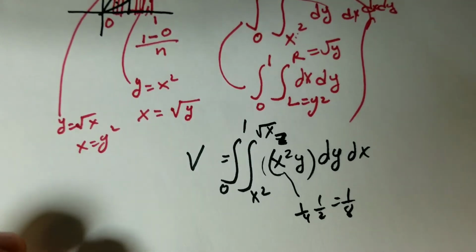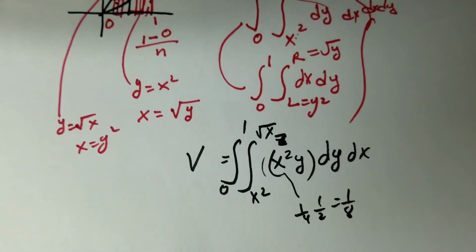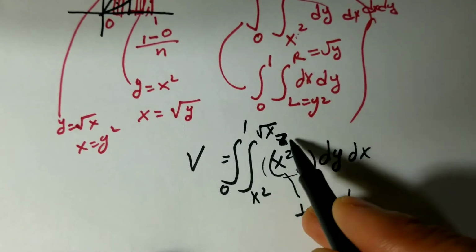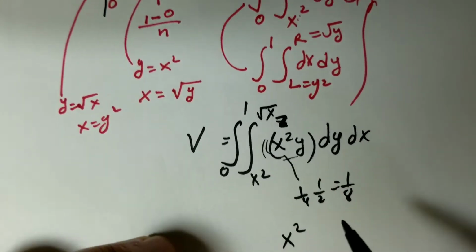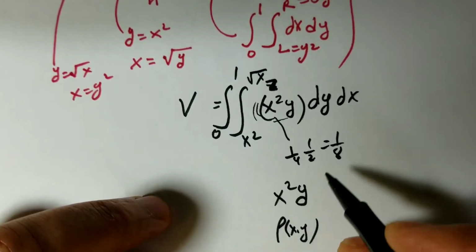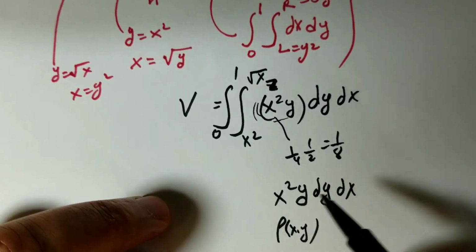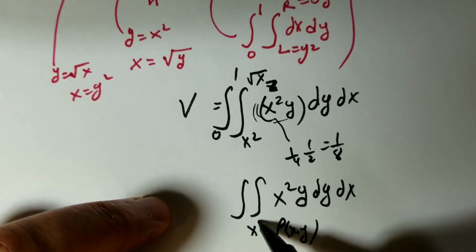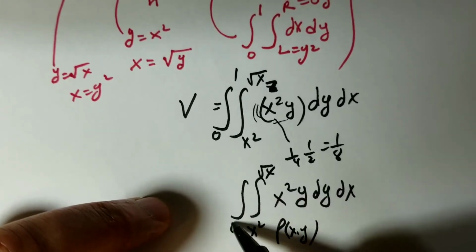Then somebody said, but what happens if this is not a volume and that represents the density? Then you cannot call it a volume. That's another application, which we call the mass.